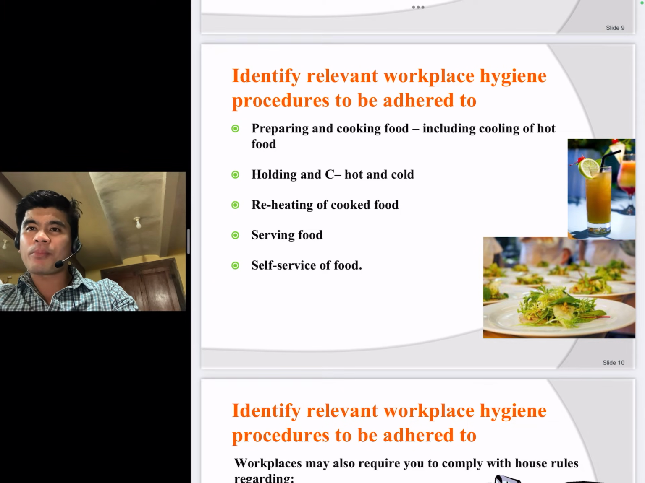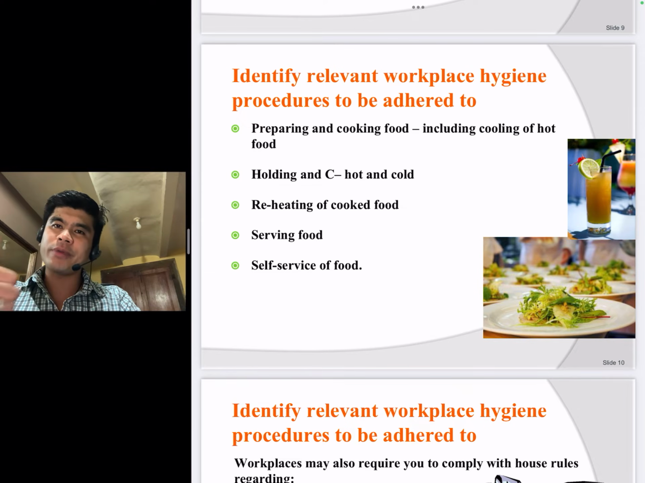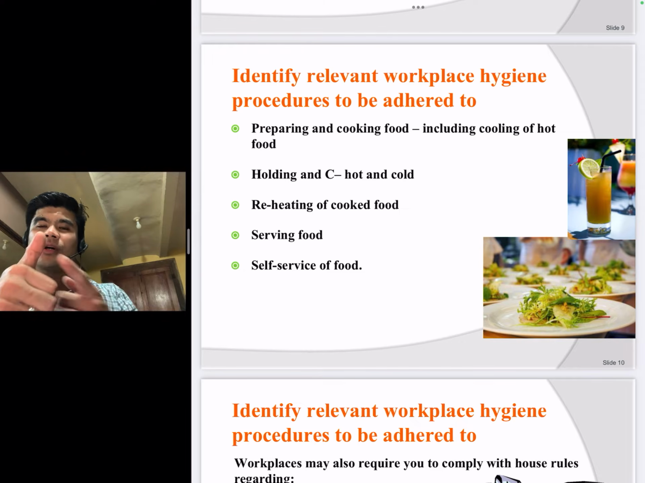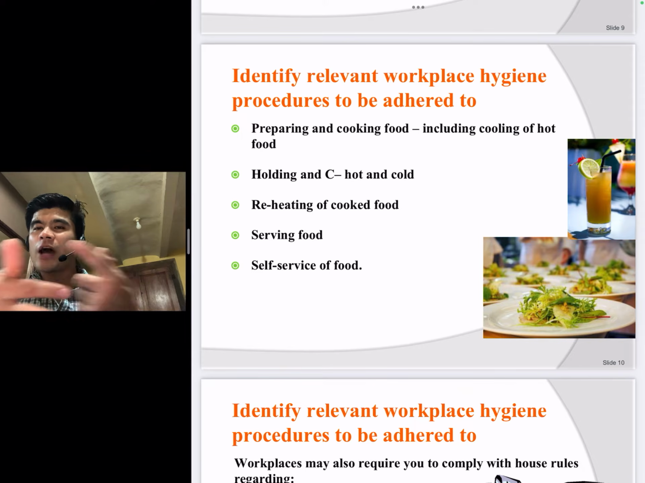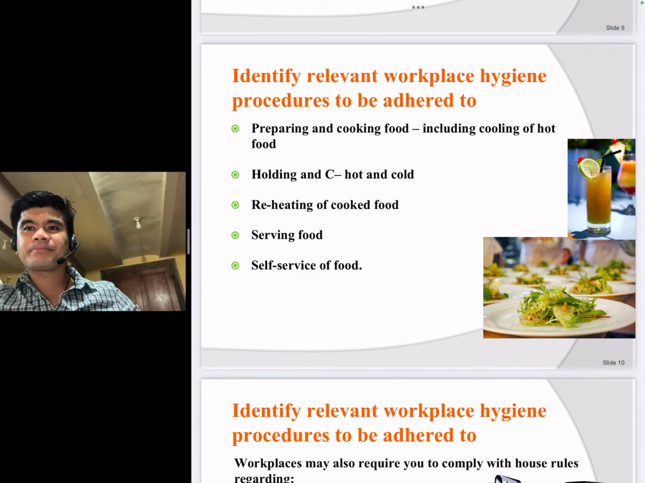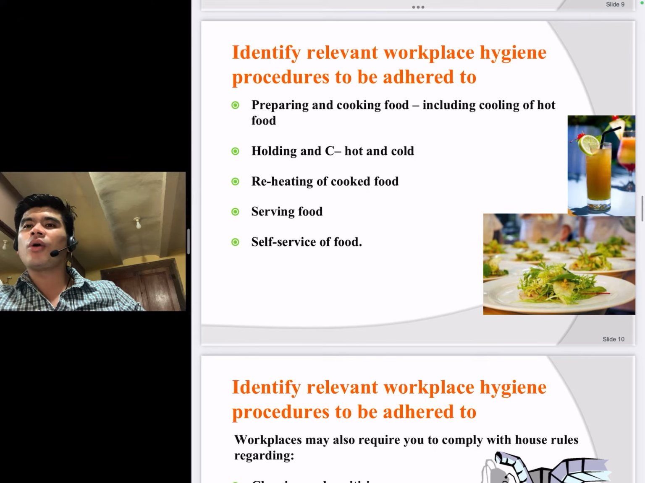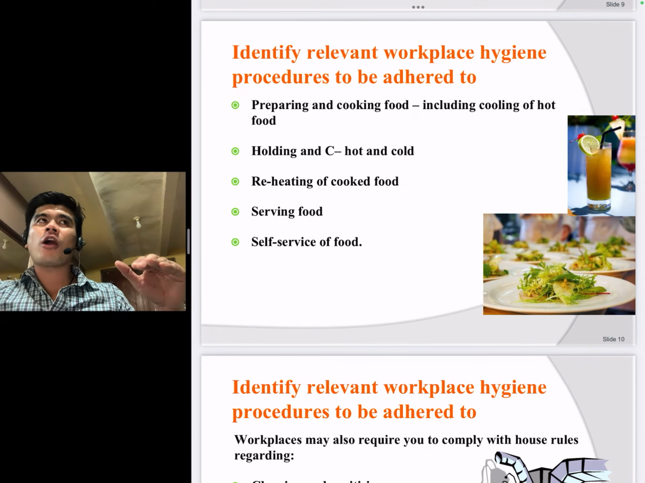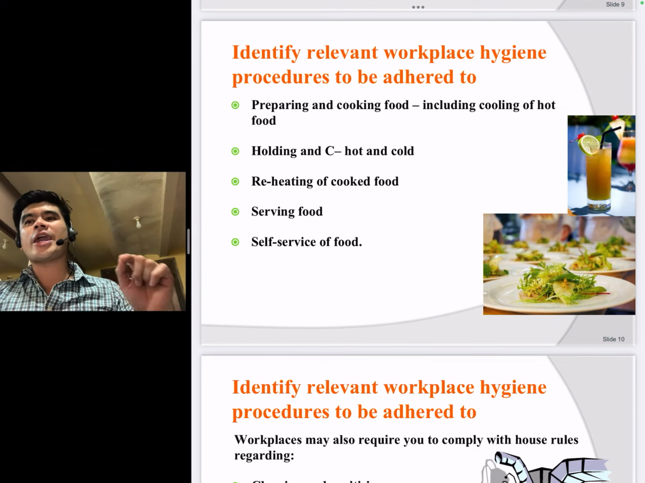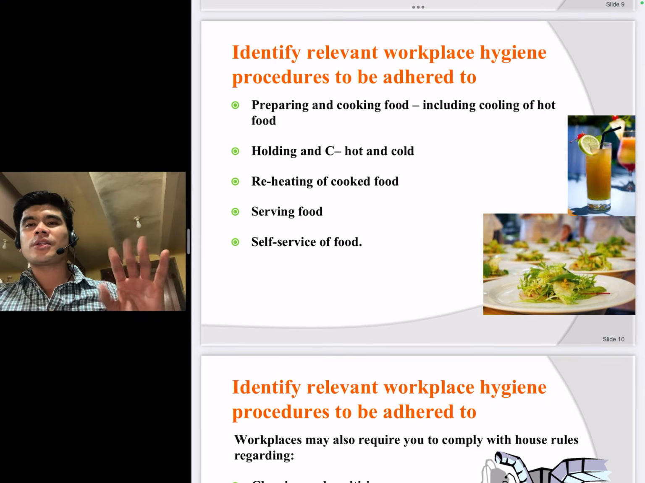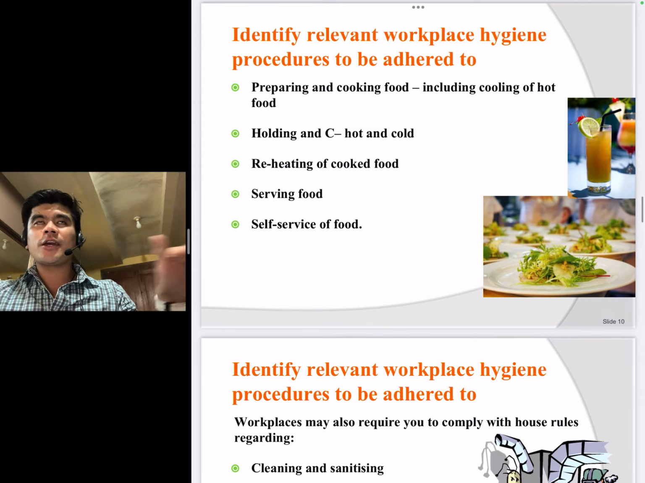Next one is what are the proper ways of serving the food. So the basic protocols in a dining room is that you're not supposed to touch the plate with your thumb. So you need to carry the plate without the thumb touching it. And of course, what are the protocols in self-service food? So basically, self-service food pertains to the buffet area. Whenever you are tasked to work in the buffet area, the things that you're going to be looking for are the sneeze guards.